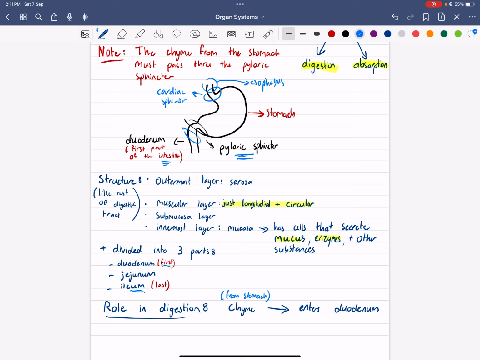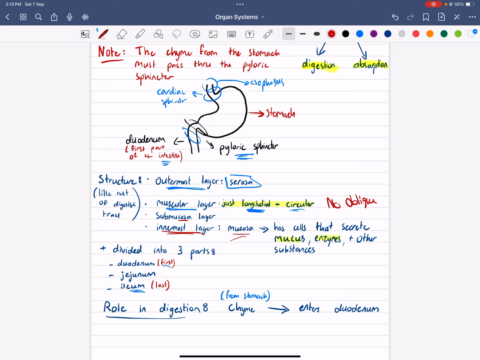And the structure is also similar to the stomach and the rest of the digestive tract. We have an outermost layer, which is the serosa. We have a muscular layer. However, here we just have longitudinal and circular layers, so we don't have an oblique layer like in the stomach. And we have a submucosal layer, and our innermost layer is of course the mucosa.